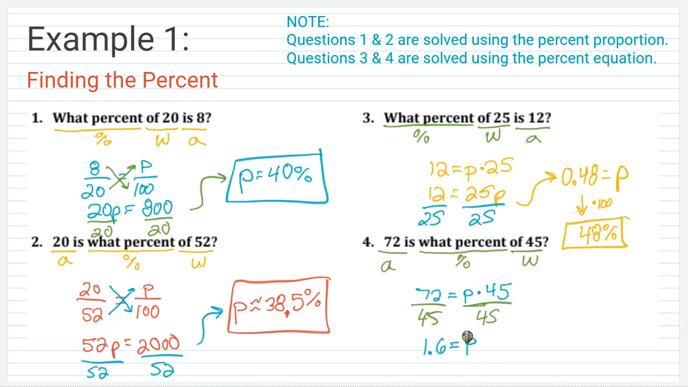Now remember, this is the decimal form of the percent, so we do have to go back and rewrite this as its true percentage. The math behind that is that you would multiply this by 100. Otherwise, just move your decimal place to the right 2 spots. And so my final answer on this one would be 160%.